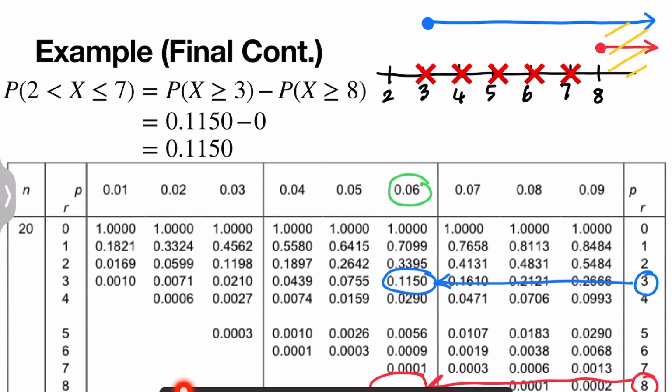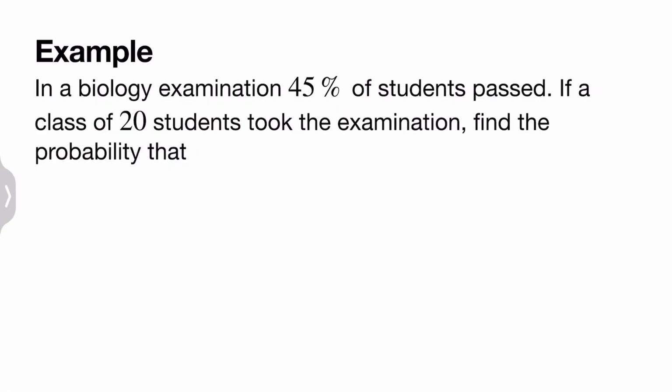Kalau nak mudah, kalau you nak mudah, you buat bagi sama dulu. 2 tak termasuk, so 3 lah. 3 buat bagi jadi sama. So bila nak tolak, akan ambil 3, tolak dengan nombor selepas. Lepas 7 apa? 8.